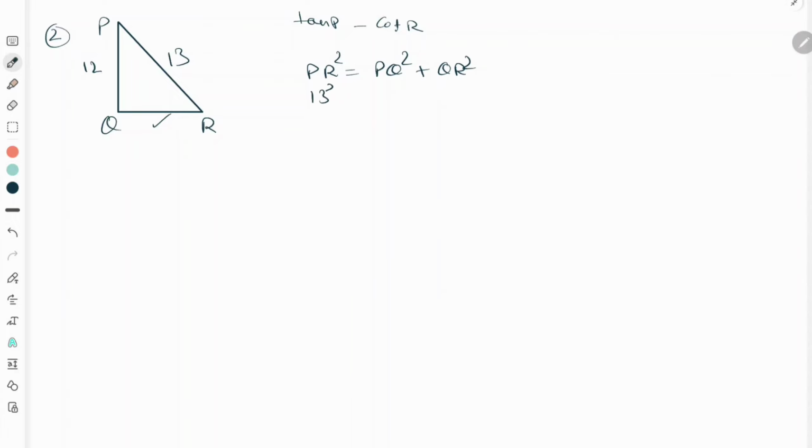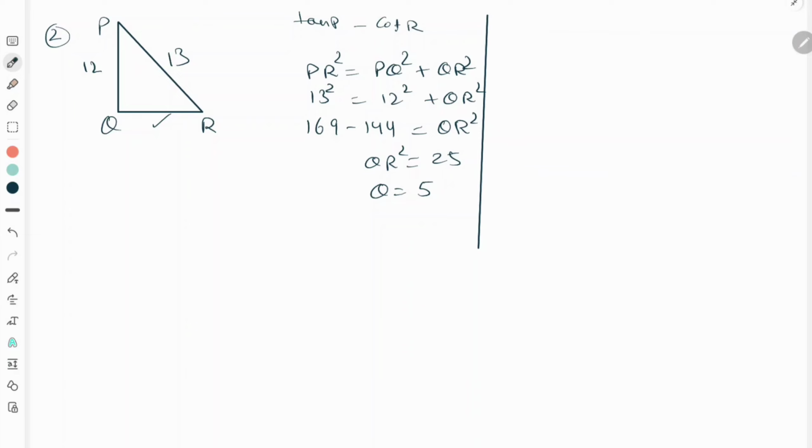We have a triangle PQR where PQ is 12, PR is 13, and we have to find the value of tan P minus cot R. First find the value of QR. We can write Pythagoras theorem. So it will be 13 square equals 12 square plus QR square. So it will be 169 minus 144. So QR square is 25 and QR is 5.